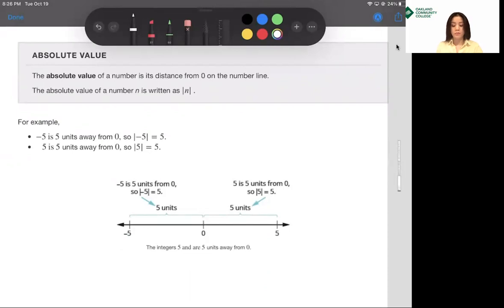Okay, so -5 is 5 units away from 0. Therefore, the absolute value of -5 is equal to 5. Remember, absolute value is the distance from 0. And 5 is 5 units away from 0, so the absolute value of 5 is also 5.